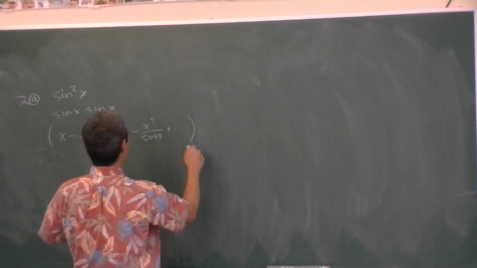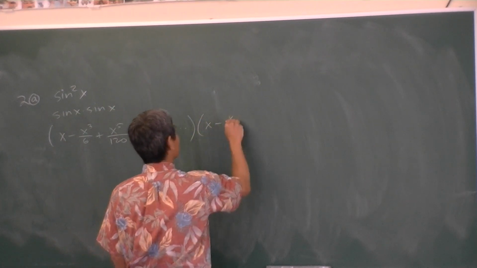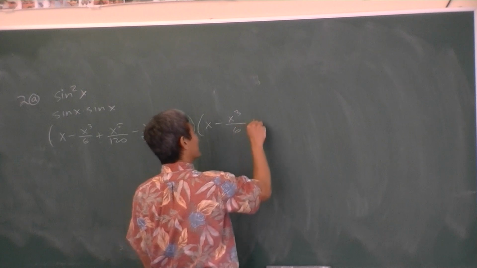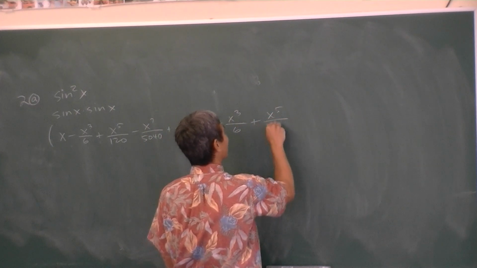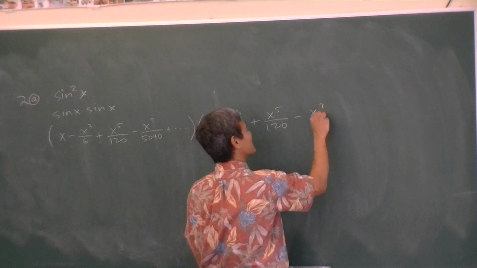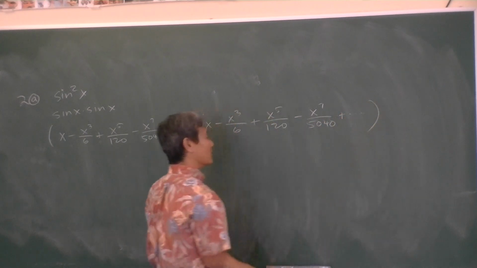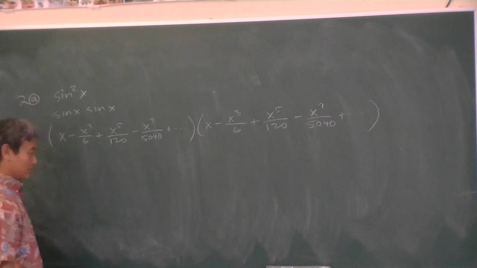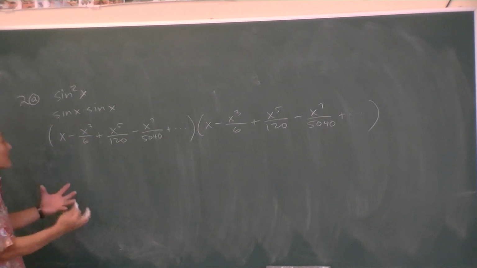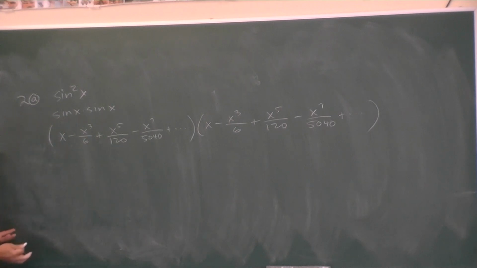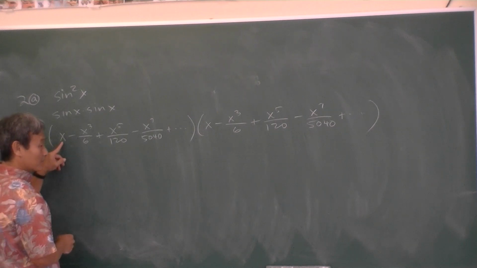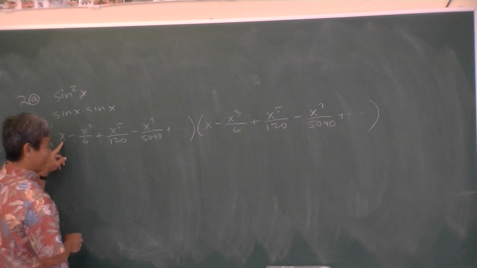And then you just multiply it by itself. X minus x cubed over 3 factorial plus x to the 5 over 5 factorial minus x to the 7 over 7 factorial. And then what do you think I'm going to do? You're going to multiply them. Now, how do you multiply polynomials? This is algebra 1. You take the first term, I think I told you guys how to do this yesterday.